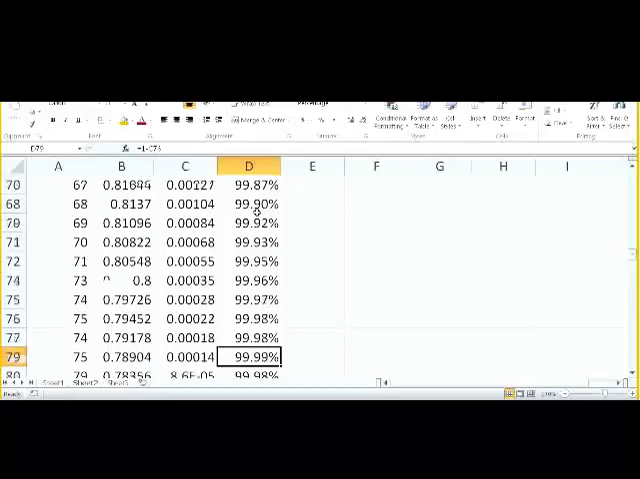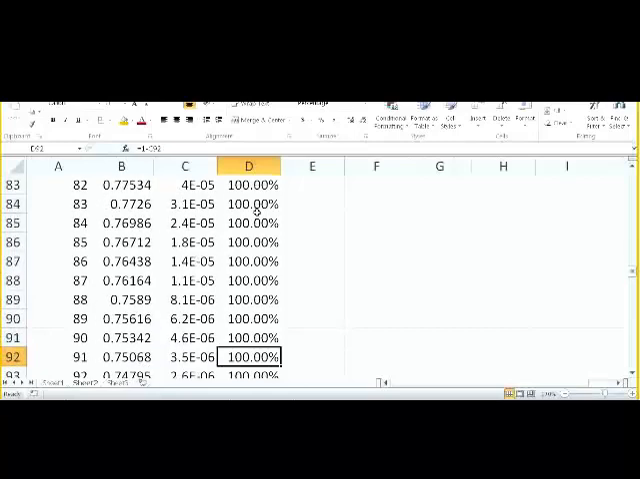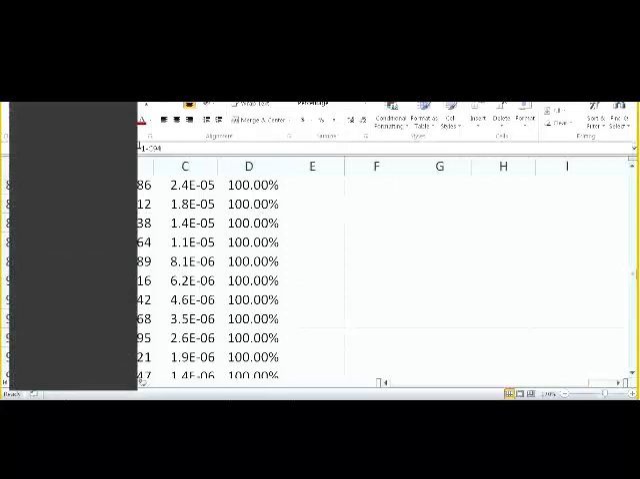So you have to have at least 70 people in your class to be almost guaranteed. If you have 100 people, it's almost 100%, not exactly 100% probability, but it's pretty darn close. So, okay, that's it for today.